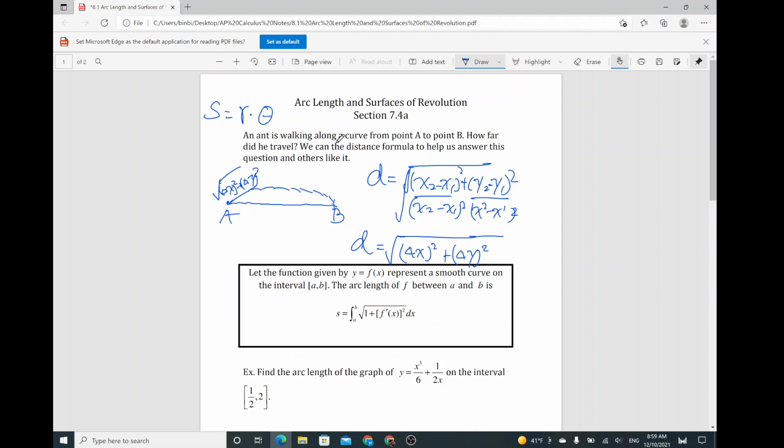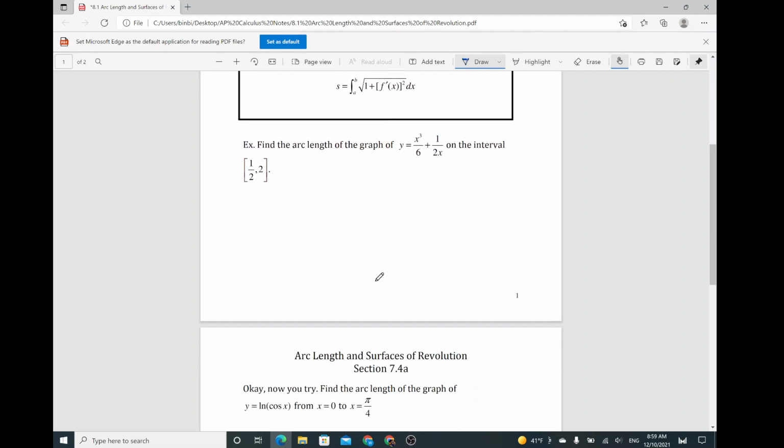Now check out one of the examples we have here. Find the arc length of the graph y equals x to the power of 3 over 6 plus 1 over 2x on the interval. Using that formula, let's start with f of x, which is x cubed over 6 plus 1 over 2 times 1 over x. Then f prime of x, differentiating: 3 over 6, which is 1/2, x squared, plus 1/2 times negative 1 over x squared.